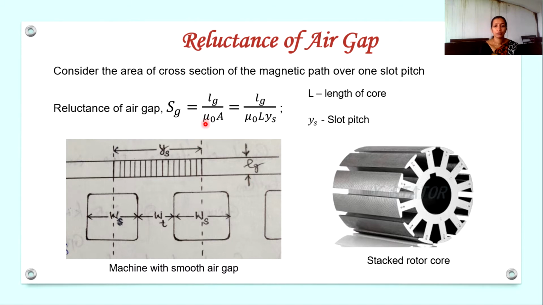Now mu 0 into mu r. In case of air, mu r is 1. So mu 0 into area of the magnetic path. So we have to calculate the area of the magnetic path under one slot pitch. So by looking into this two-dimensional view, you may sometimes mistake the area of the flux path as Ys into Lg. Is it correct? No. So this is just a two-dimensional view of the machine. Actually, if we consider the three-dimensional view, the machine will look like this.